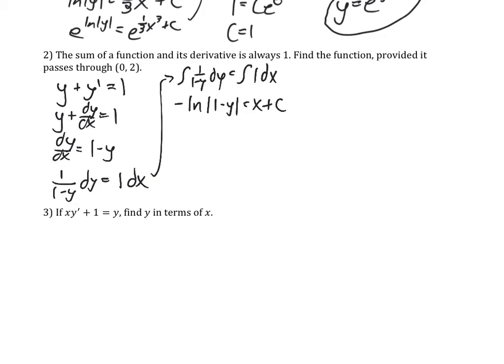Now we're going to solve for y. Actually, before we can raise it to the power, we need to move that negative over to the other side. So we're going to make it ln of 1 minus y equaling negative x plus c.